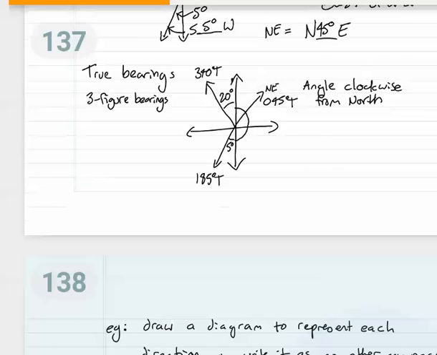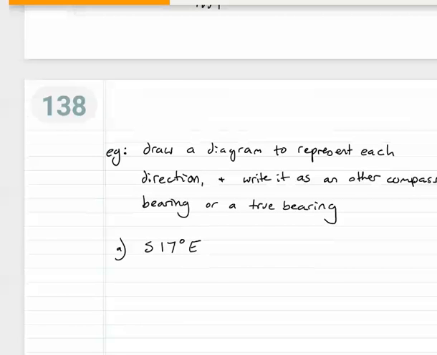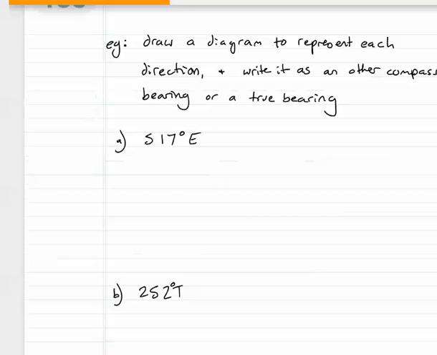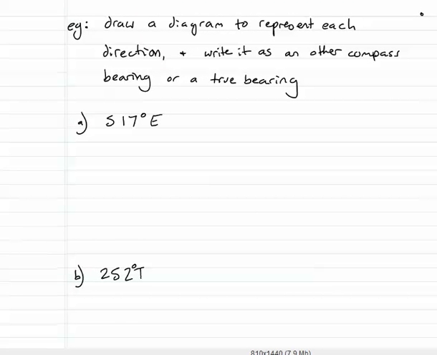The types of questions they might give you: for example, draw a diagram to represent each direction. Write it either as a different type of compass bearing or as a true bearing. Excuse me, I think my page is going to jump a little. There we go.